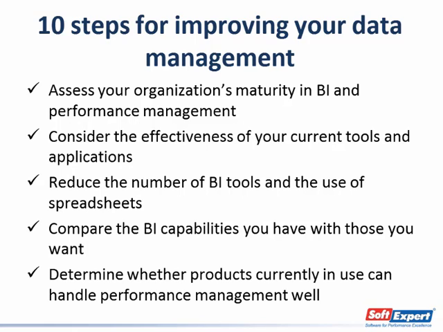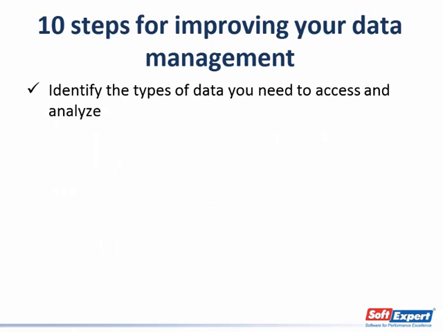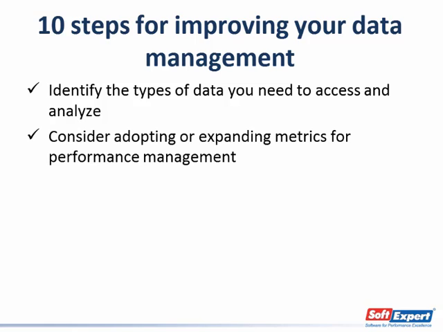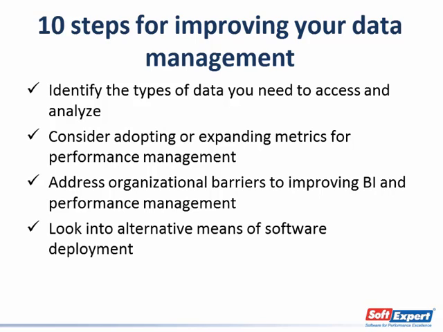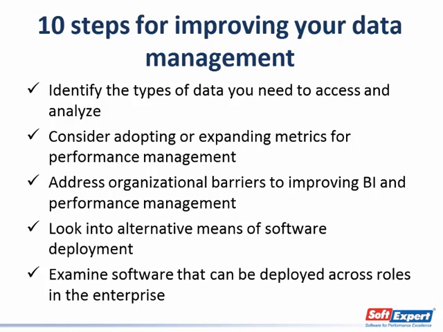Determine whether products currently in use can handle performance management well. Identify the types of data you need to access and analyze. Consider adopting or expanding metrics for performance management. Address organizational barriers to improving BI and performance management. Look into alternative means of software deployment. And examine software that can be deployed across roles in the enterprise.